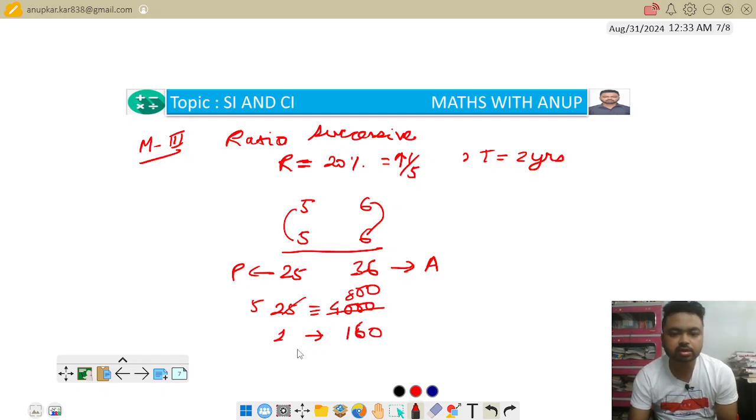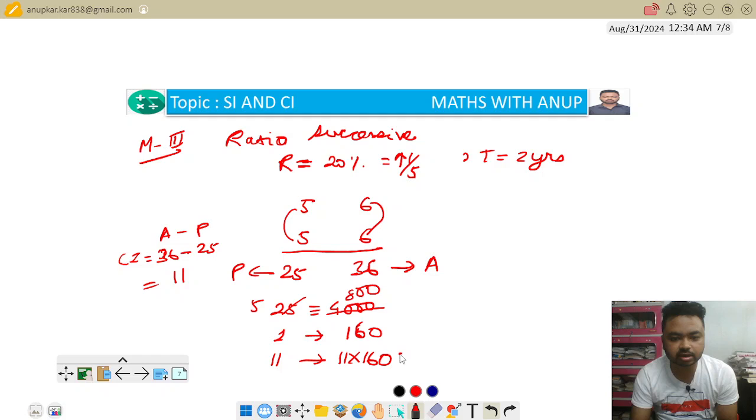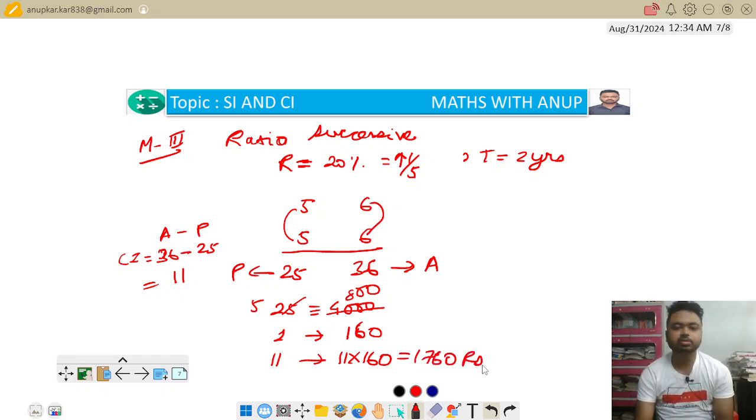Now we have been asked to find the compound interest. So 25 is my principal, amount is 36. So what will be my CI ratio? Obviously amount minus principal, 36 minus 25, that is 11. So 11 ratio is equivalent to 11 into 160, that is again 1760 rupees. I hope it is clear.